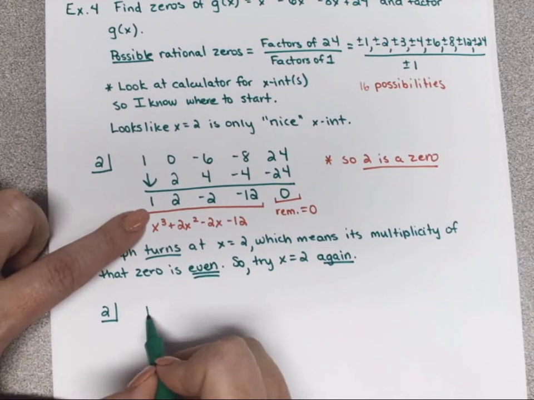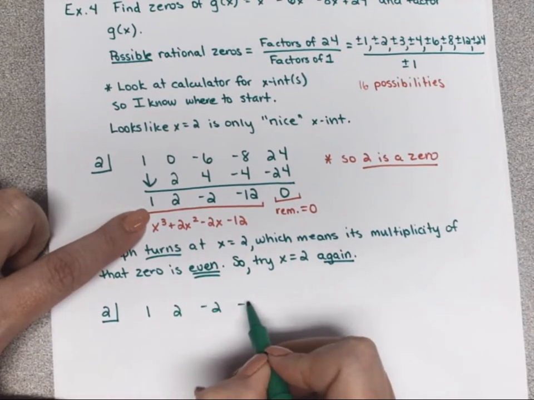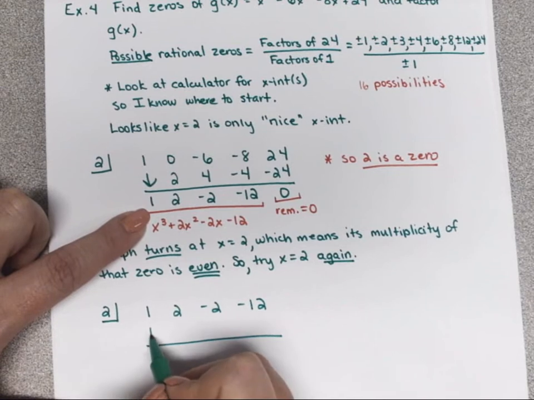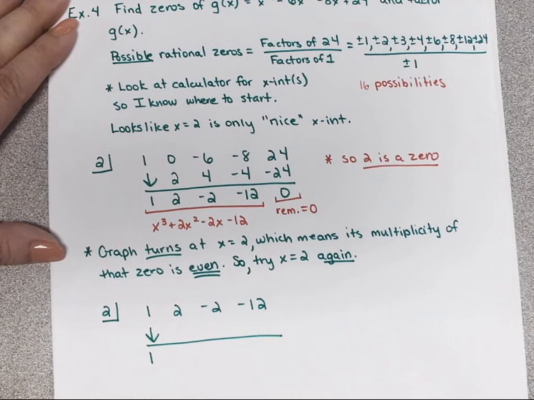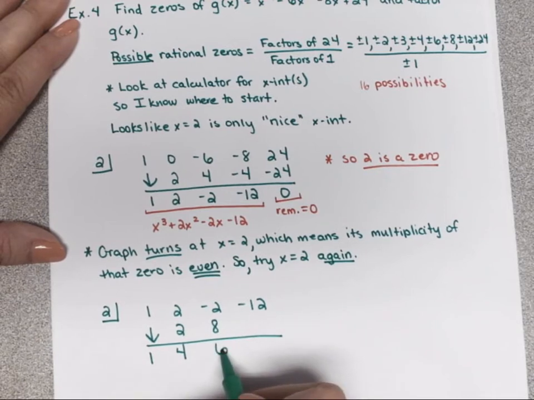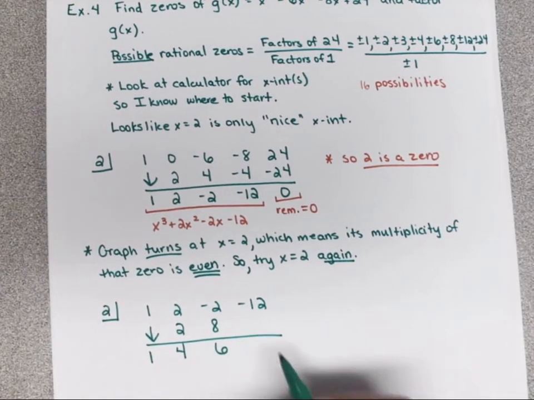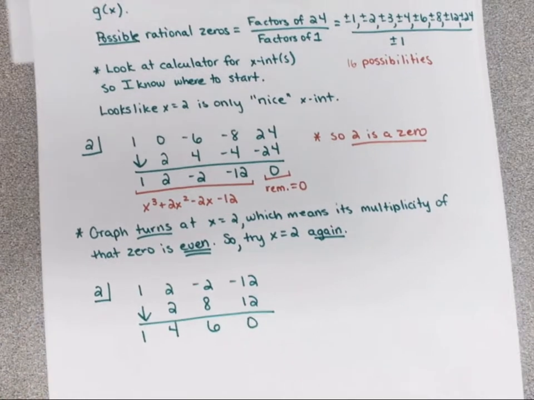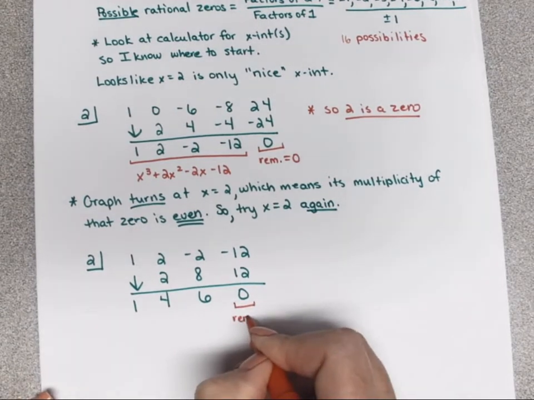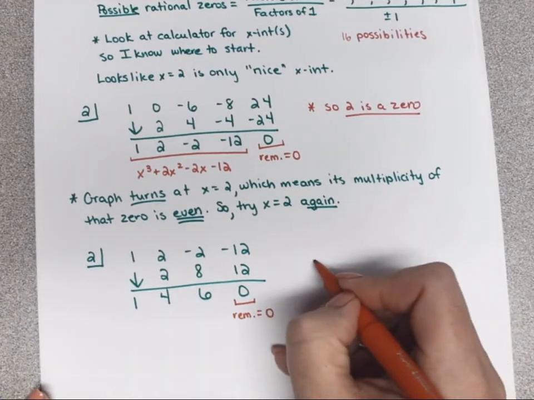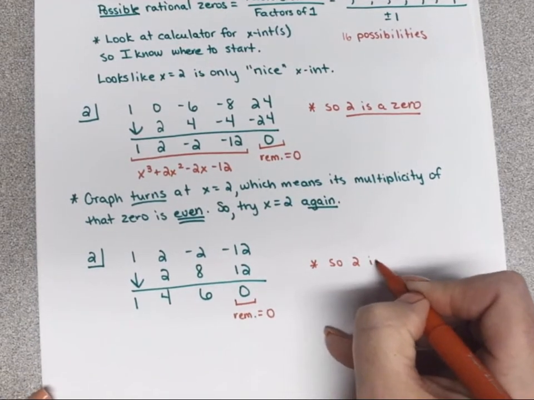We're going to try it on the reduced list. Okay, so here's the reduced list. 1, 2, negative 2, negative 12. So we're going to bring down the 1. And then let's see if this works again. 1 times 2 is 2. Add them up and you get 4. 4 times 2 is 8. Add those up and you get 6. And then 6 times 2 is 12 and we get 0. Okay, so we've got some success, right? Because we got a remainder of 0. So basically 2 is a 0 again.